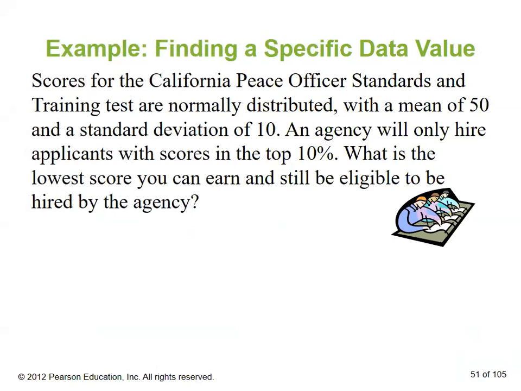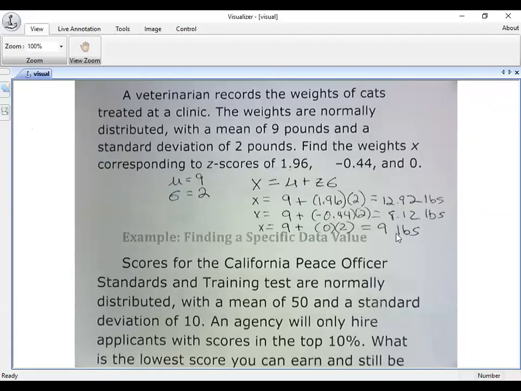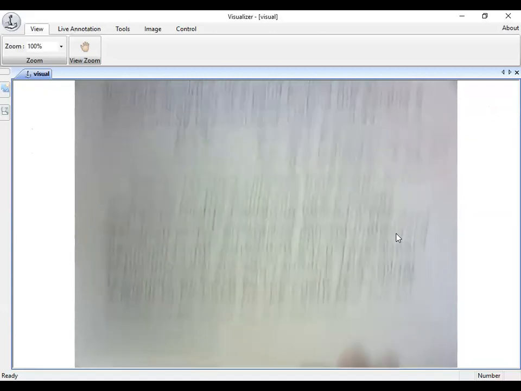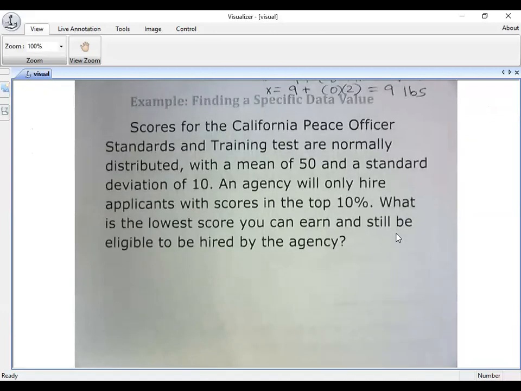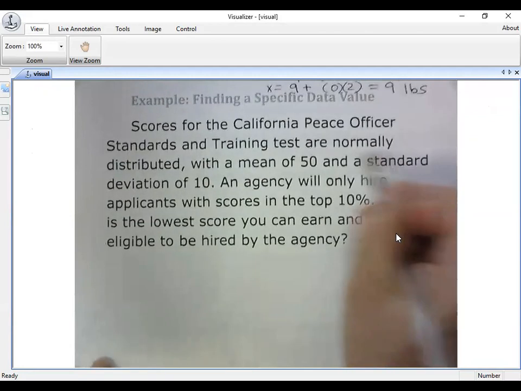Now, you're supposed to figure out the lowest score you can earn and still be eligible to be hired by the agency. Okay? So you think we can do that? You're supposed to say yes. All right, let's do it. First of all, tell me if you see the keyword we need to know if I can use a bell curve here. Do you see that? Yes, it's right there. Awesome.